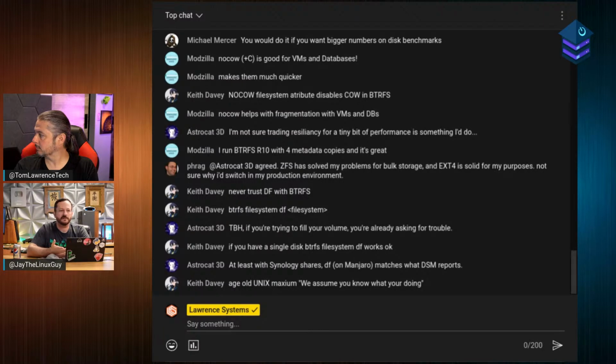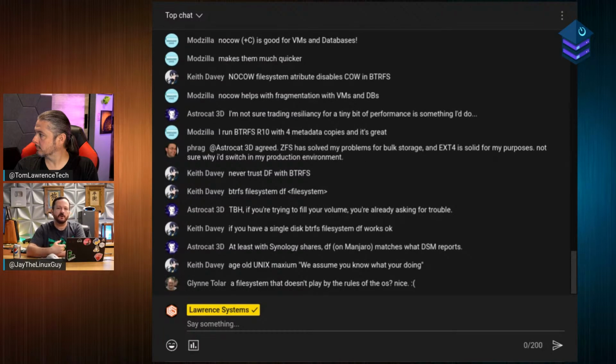Now, thinking about Synology, I didn't actually know that they use ButterFS until I think a year ago or so. Maybe it was two years ago.